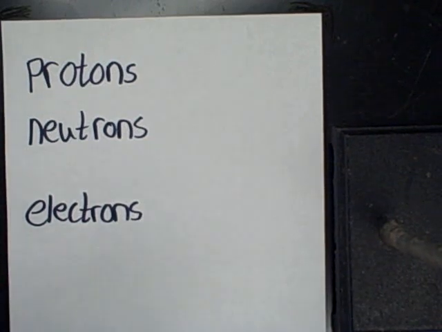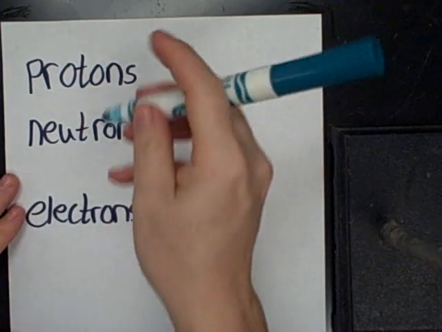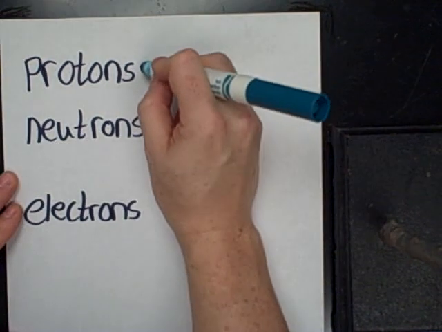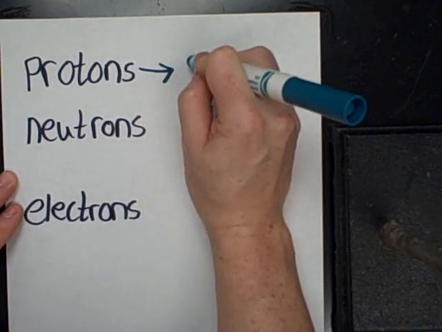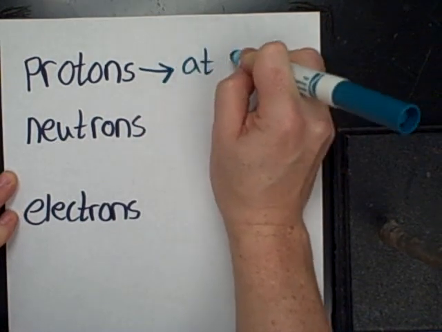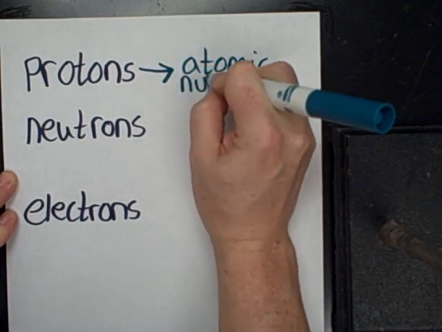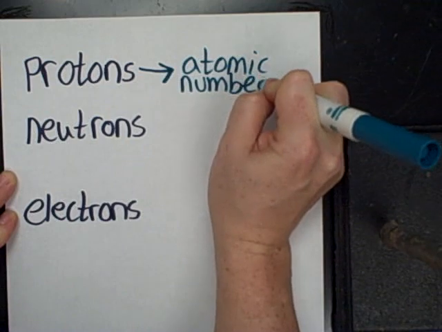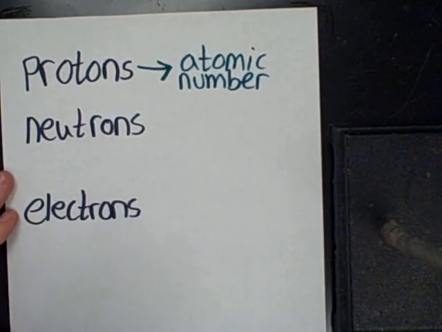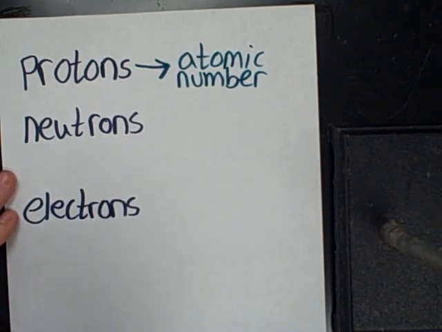To find out how many protons an atom has, you simply look on the periodic table, because the number of protons is given to us on the periodic table as the atomic number. Every atom of a particular element will always have the same atomic number as every other atom of that element.